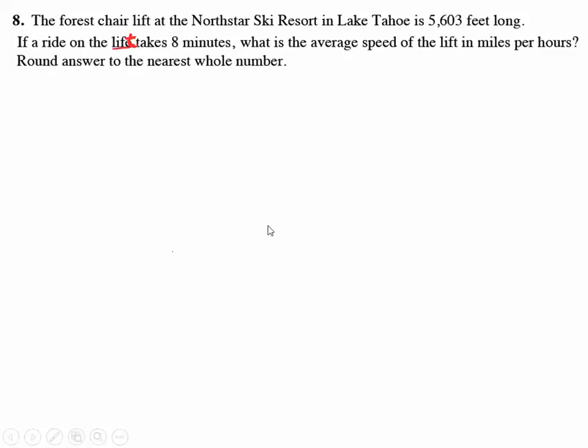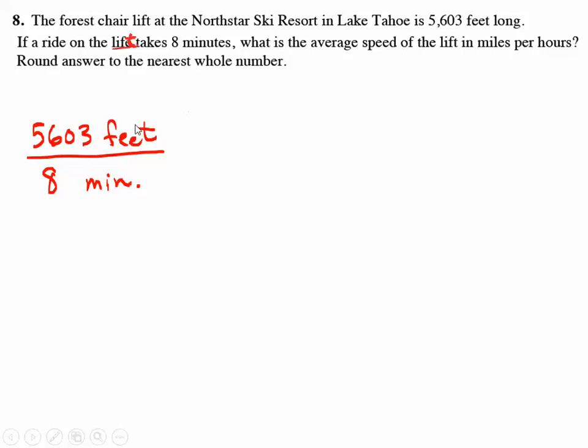Okay, so I'm going to start it as well here. I guess we should talk about the typo here. It should not say life, it should say: if a ride on the lift takes 8 minutes. I guess you have to have life in order to ride on the lift. I don't know. Okay, so 5,603 feet long. And then it says if the ride takes 8 minutes. So this is how long the ride was. This is how long time it took.